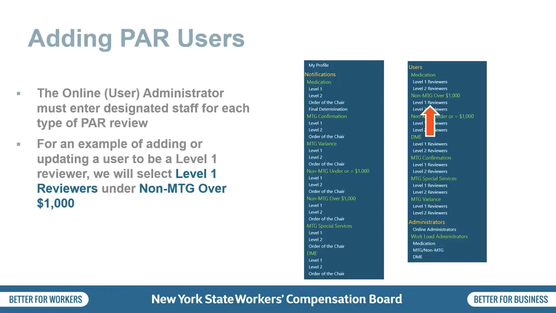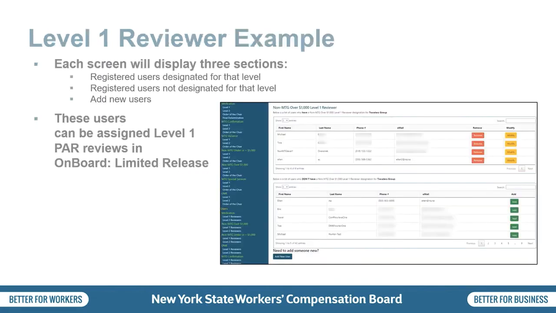The online user administrator must also enter delegated staff for each type of PAR review. As an example, we want to see who is currently a Level 1 reviewer for non-MTG over $1,000, and then add or modify current users. After selecting Level 1 reviewers, we now see 3 sections beginning with the registered users designated for that level of review, and here's where you can remove or modify existing users.